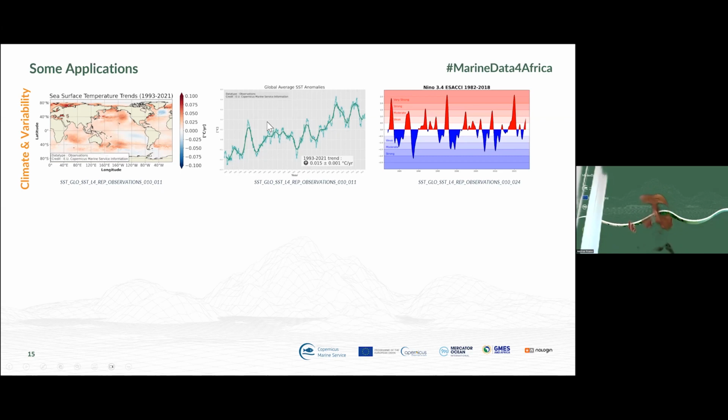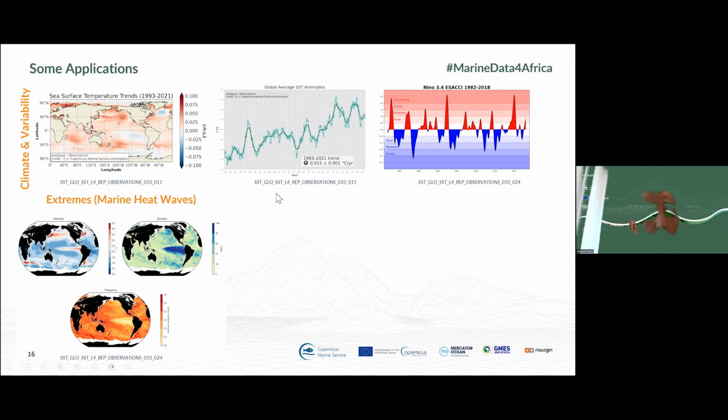Similarly, you can build spatially averaged SST time series of anomalies, and also use this data to provide climate indexes such as El Niño 3.4. I built this index by using the global ESA-CCI products, spanning the temporal period from 1982 to 2018.